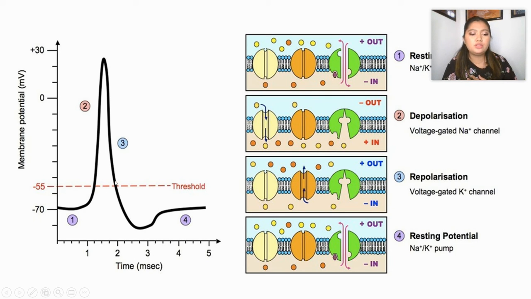So see how we go way, way, way more negative than the threshold. This actually allows our neurons to stop the signal from going backwards. We want the signal to be moving forward to the next neuron. And this hyperpolarization is the one that allows us to do that.